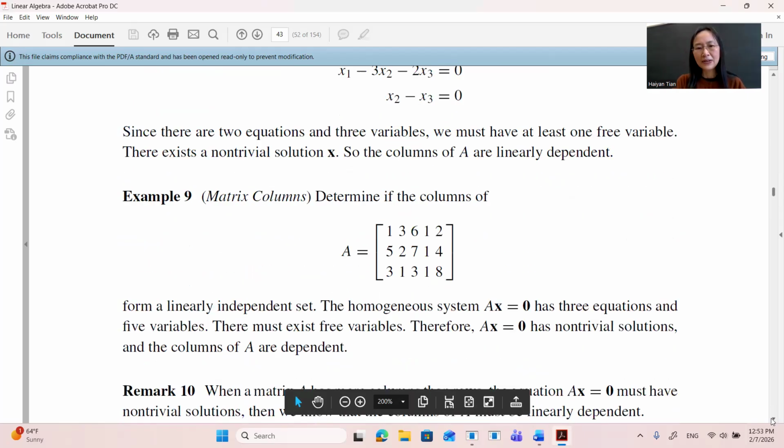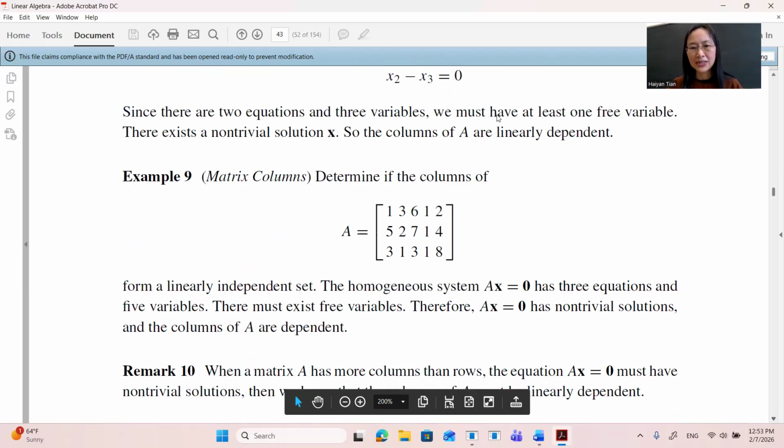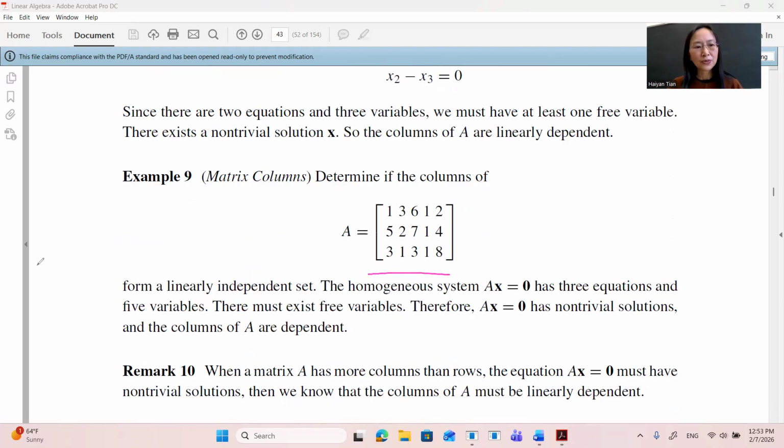So let's look at another matrix. If we look at this matrix, we want to know the columns. How many columns do you see? 1 column, 2nd column, 3rd column, 4th column, 5th. 5 columns. Are these 5 columns linearly independent? We just solve the homogeneous system and see if we have only a trivial solution.